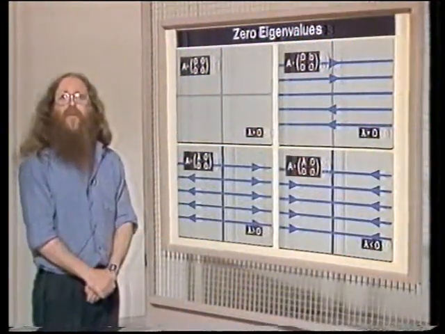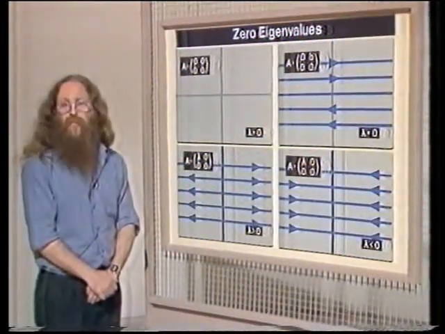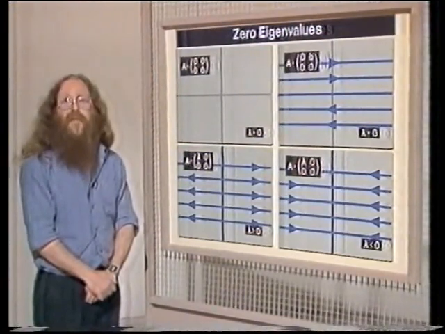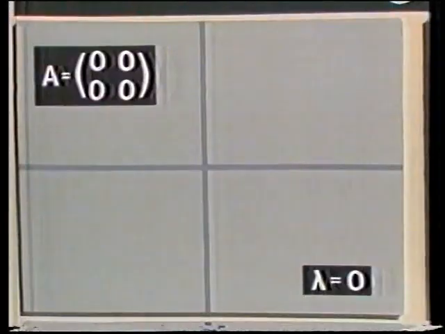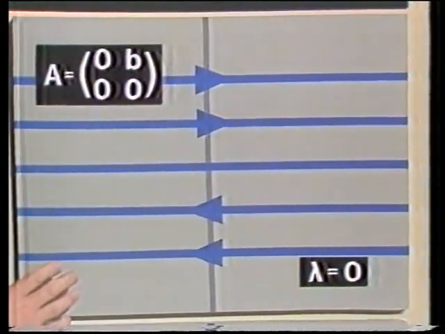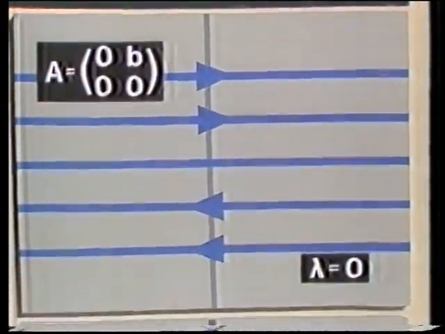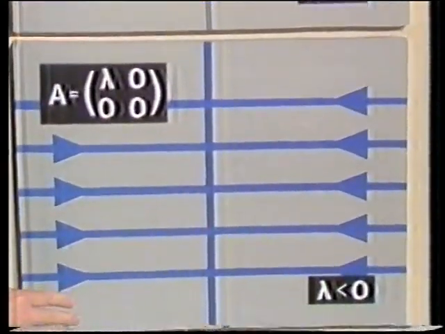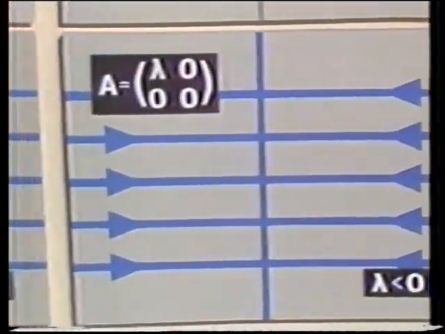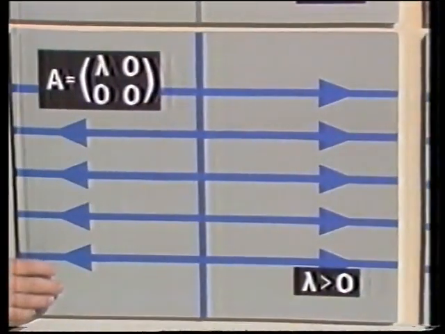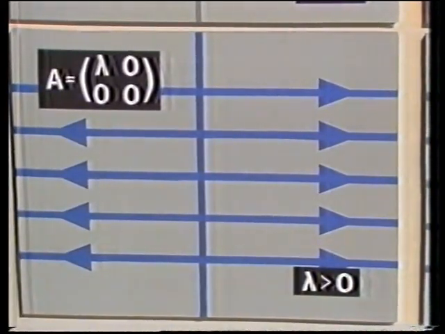Well, that's all that can happen if the matrix A is singular. If both eigenvalues are 0, we either get no flow at all, or this peculiar shear-like flow. And if one of the eigenvalues is non-zero, then what we get depends on the sign of the eigenvalue. Now, how does that work?